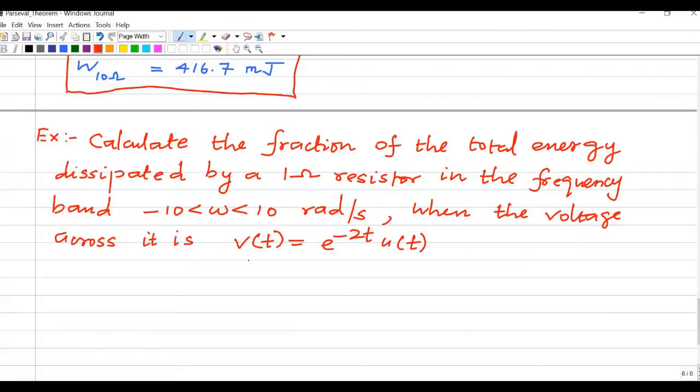So first we need to find out the total energy for the entire band from minus infinity to plus infinity. I will just elaborate this problem. So first we have to calculate the total energy in the entire frequency band, frequency from minus infinity to plus infinity. Then we'll be calculating energy in frequency between minus 10 to plus 10 radian per second. These frequencies are in radian.